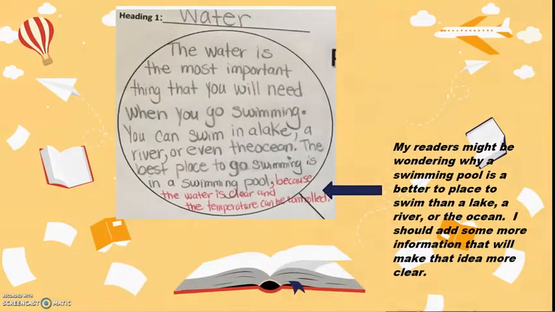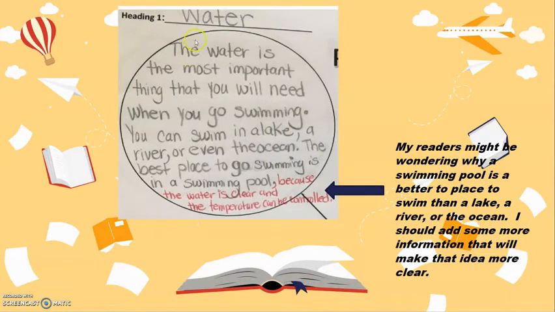My first section is about water. Water. The water is the most important thing that you will need when you go swimming. You can swim in a lake, a river, or even the ocean. The best place to go swimming is in a swimming pool. Now, when I wrote that, I realized that my reader might want to know why the best place to go swimming is a swimming pool. So I added here in red because the water is clear and the temperature can be controlled.